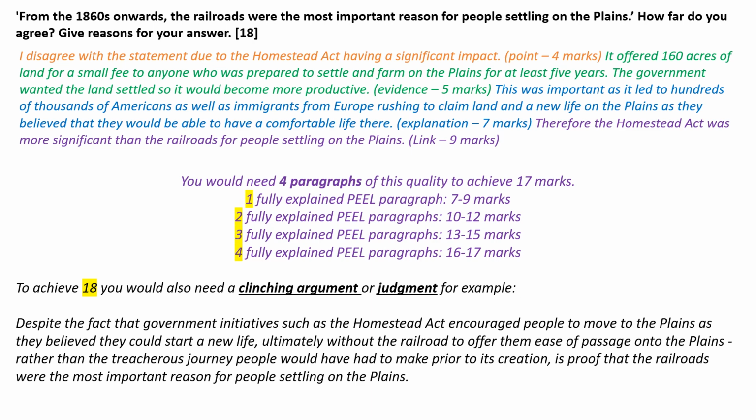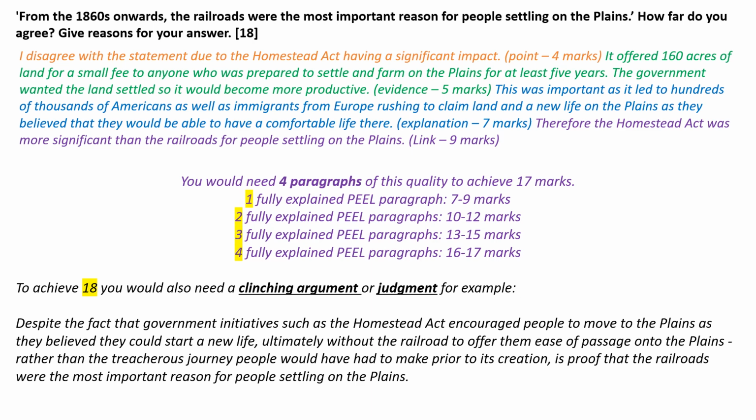Despite the fact that government initiatives such as the Homestead Act encouraged people to move to the plains as they believed they could start a new life, ultimately, without the railroad to offer them ease of passage onto the plains rather than the treacherous journey people would have made prior to its creation, this is proof that the railroads were the most important reason for people settling on the plains. So we can clearly see here that we have this clinching argument because we have referenced other reasons why people move there, but ultimately we are saying that the railroad actually enabled people to physically get there, and therefore that makes the railroads the most important or significant reason for people settling on the plains.